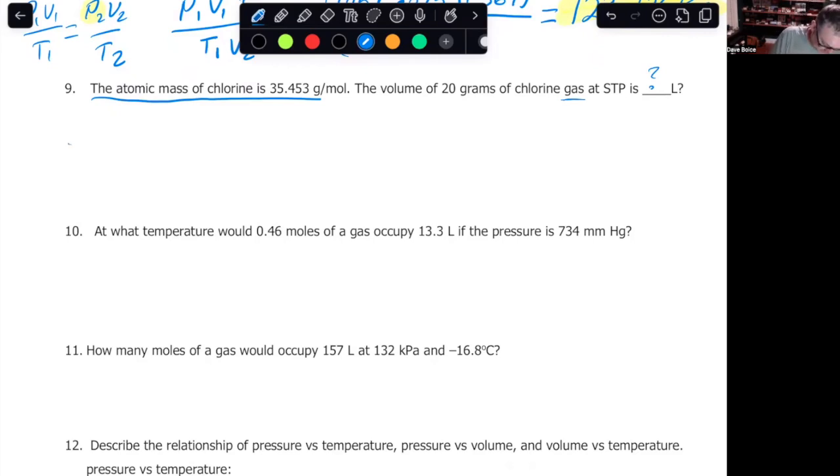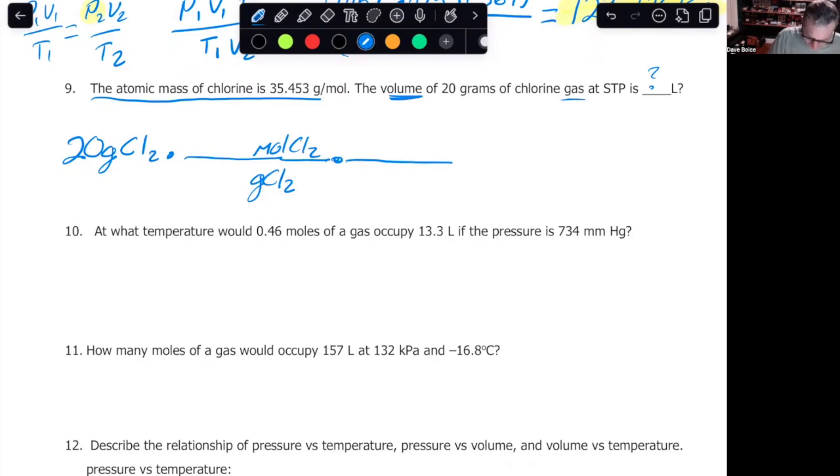So I'm going to start with my given measured quantity, which is 20 grams of Cl2. I'm going to move grams of Cl2 down. So remember, Cl2, well, let's put that to mole. And I want volume, so I have it in moles. So let's move mole down and go to volume, or better yet, liters.